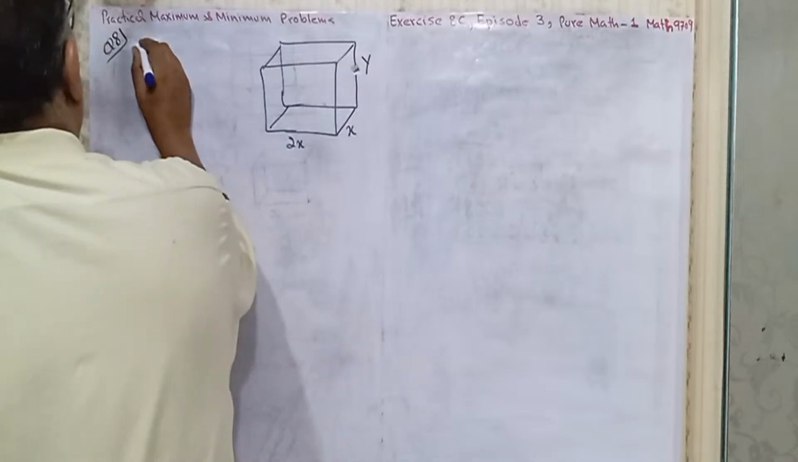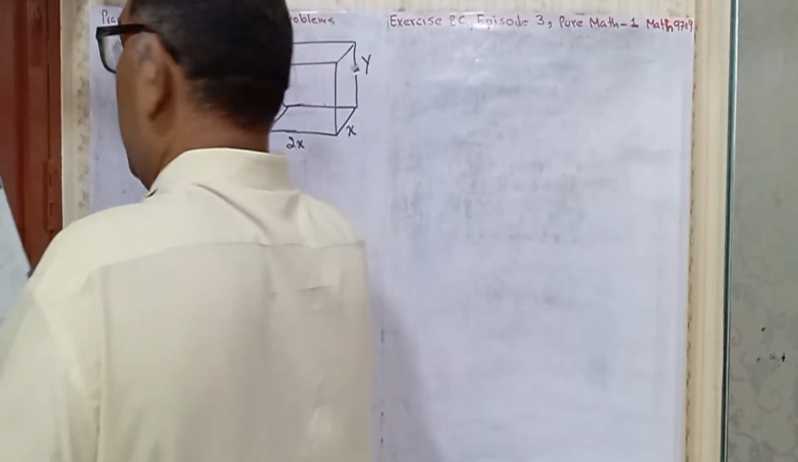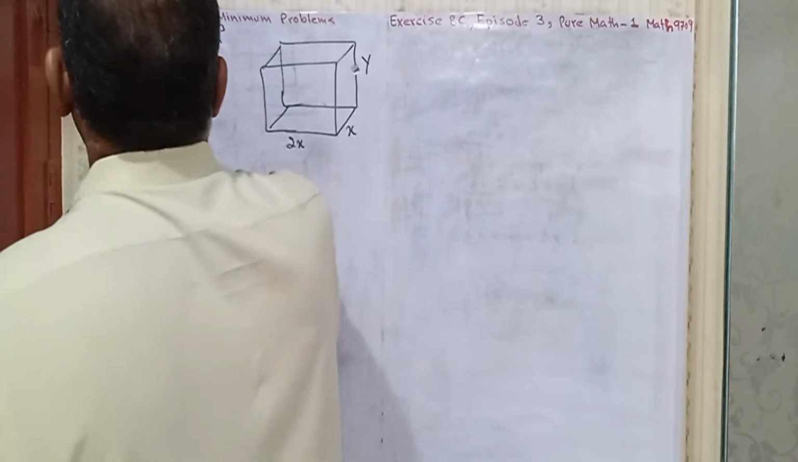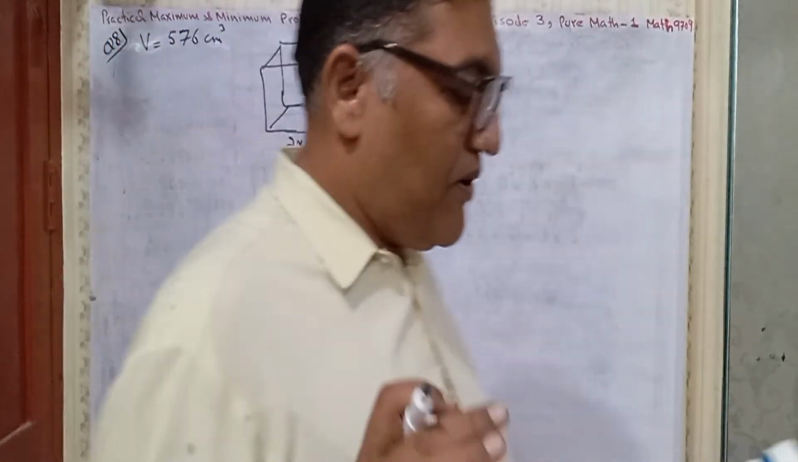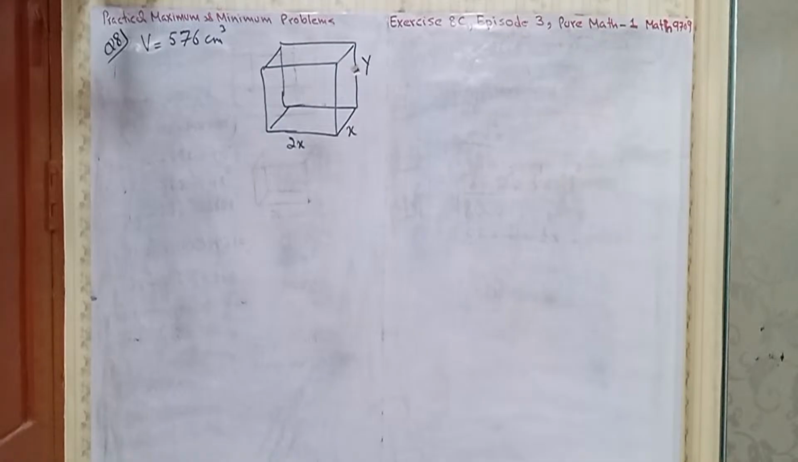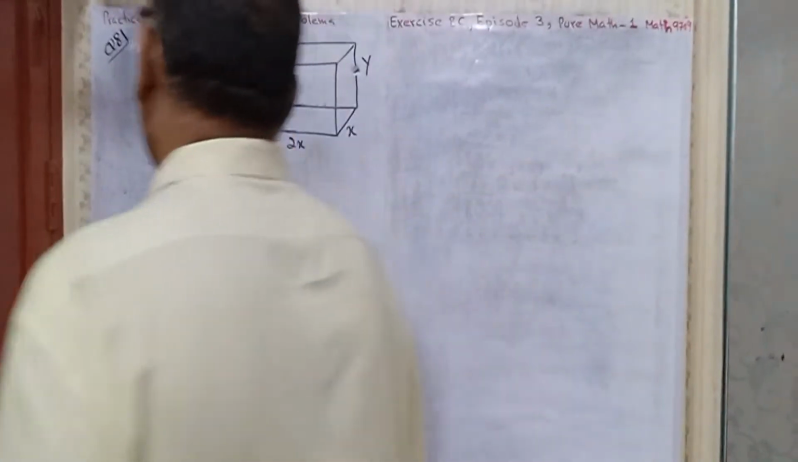He says that the volume is already given. The volume is 576 centimeter cube. The surface area of this solid is A. The first part is express y in terms of x. You know the volume of the cuboid is equal to length multiplied by width multiplied by height. So we multiply 2x with x and then with y, and that will be equal to the volume. From there you can find the value of y in terms of x.